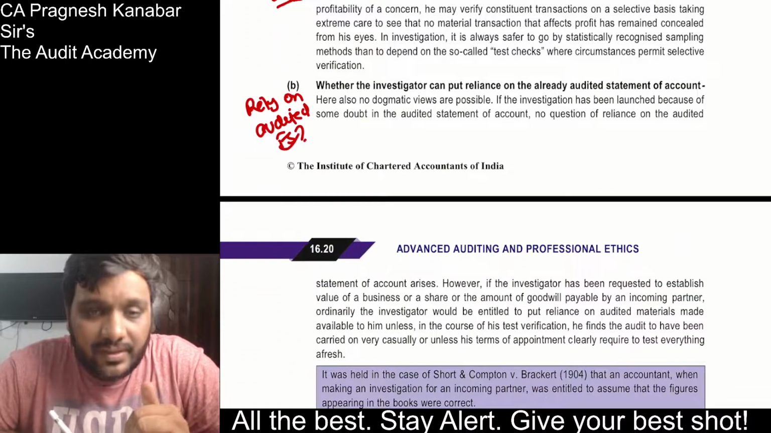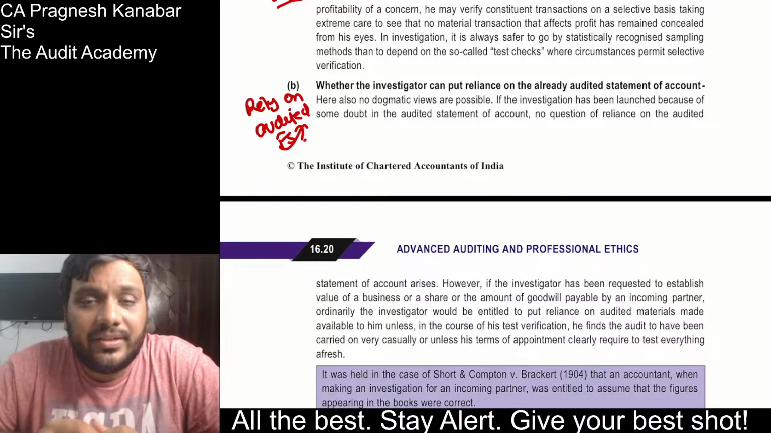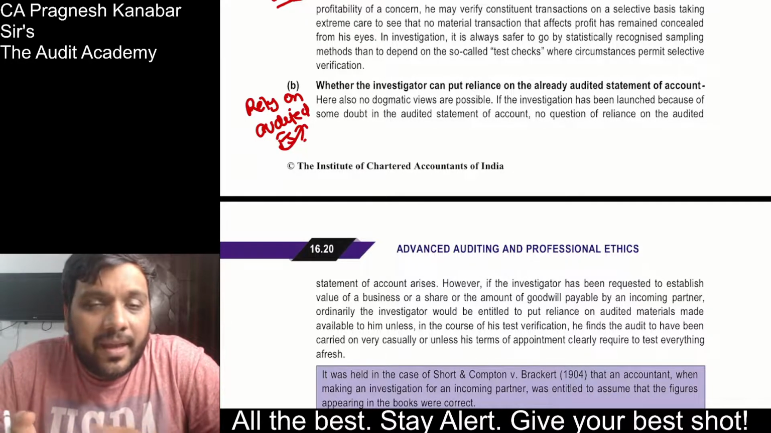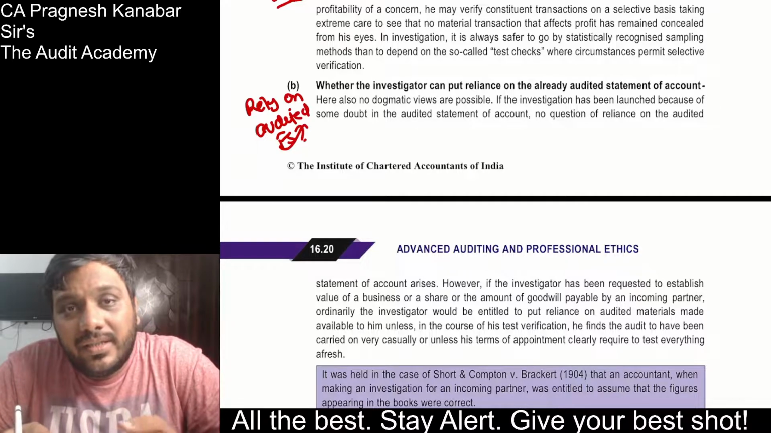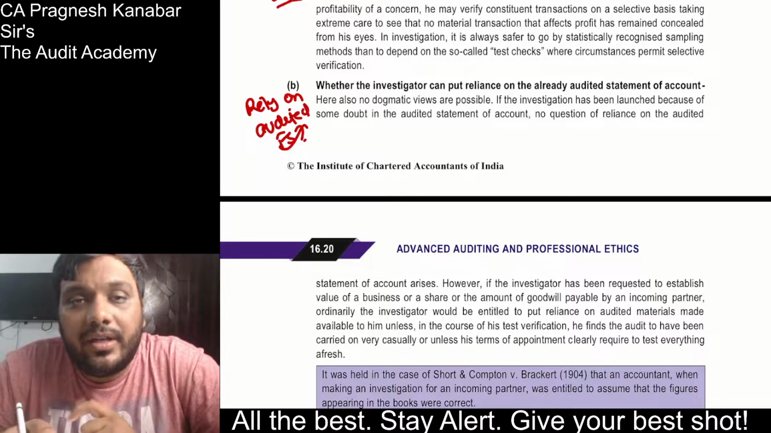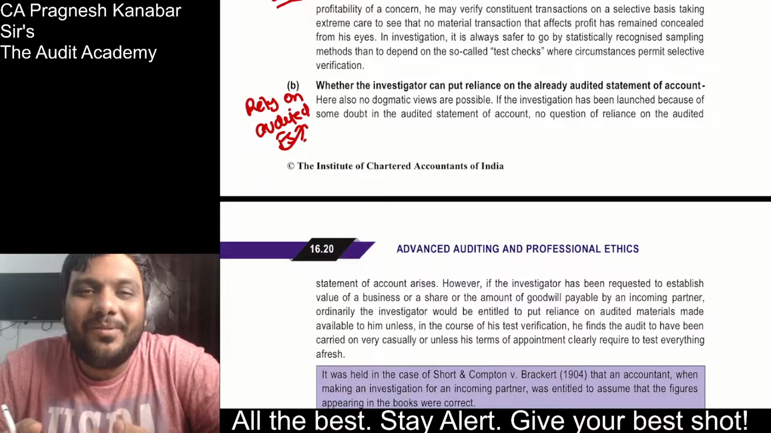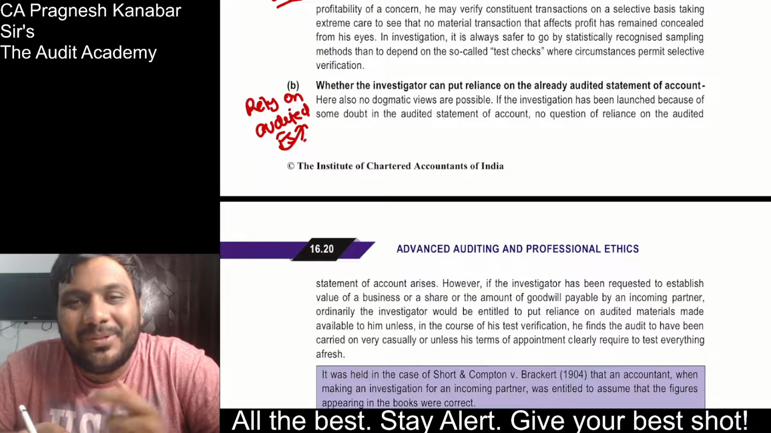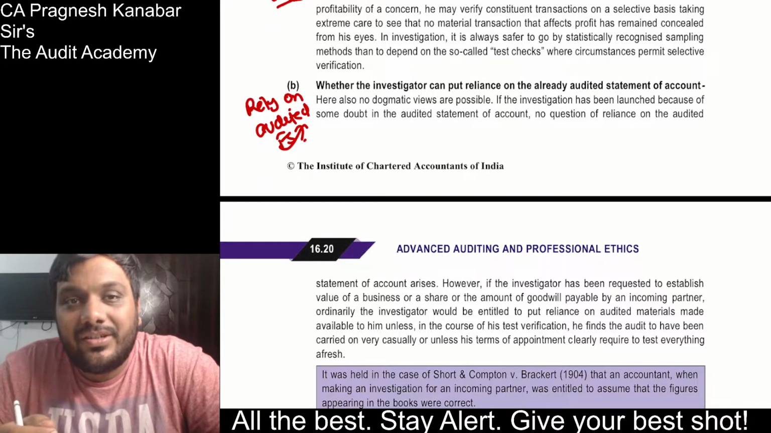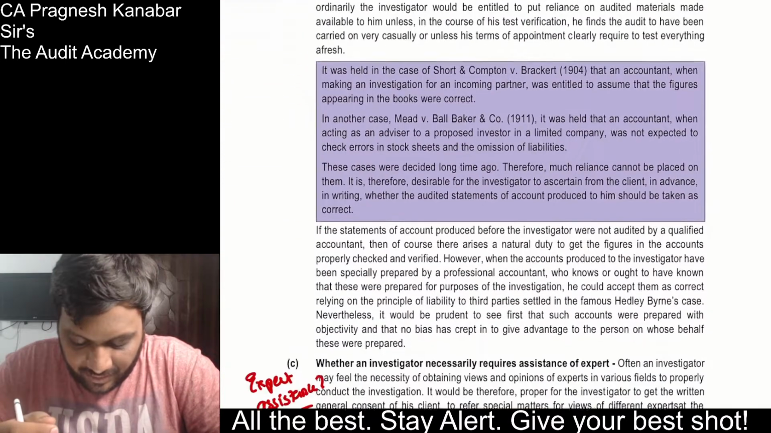Alright, can investigator rely on the past audited financial statements? See, if the valuation work needs to be done, you can rely. However, if the investigation itself has been called upon because there was a doubt on the audited financial statements, then how can you rely on the audited financial statements? So you need to discuss these things, and it is better for investigator to get a written instruction whether to rely on audited financial statements or not.